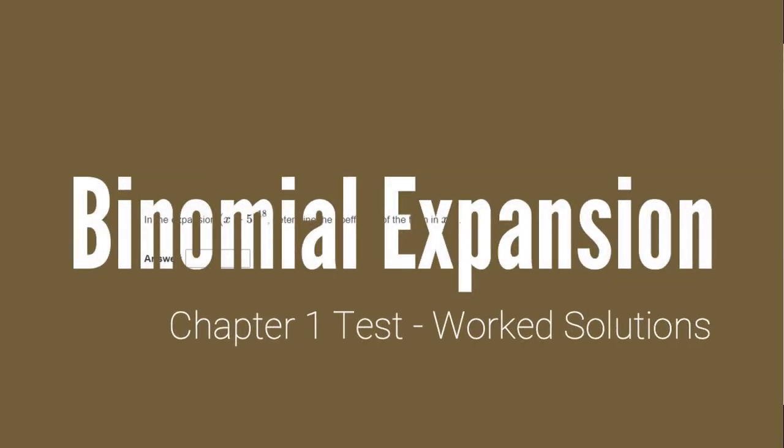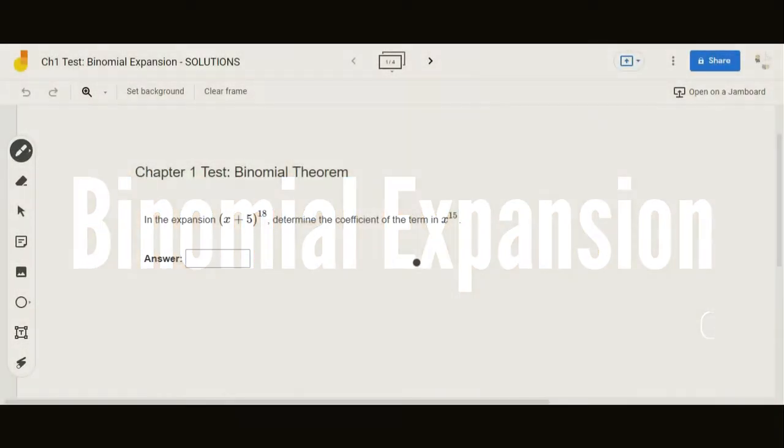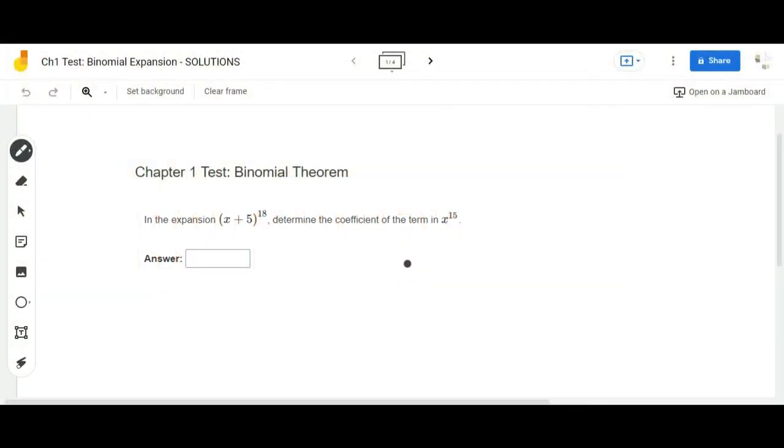Okay, here's our first solution where we're expanding (x + 5)^18 and trying to determine the coefficient of a specific term, x^15. Since we know our power on this binomial, this is an easier type of question. We are going to have to choose something from 18 so that we get x to the power of 15.